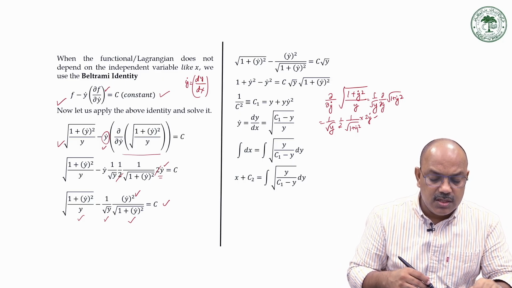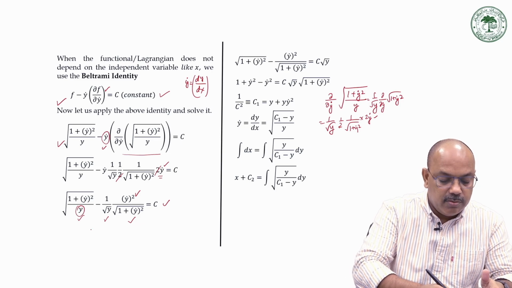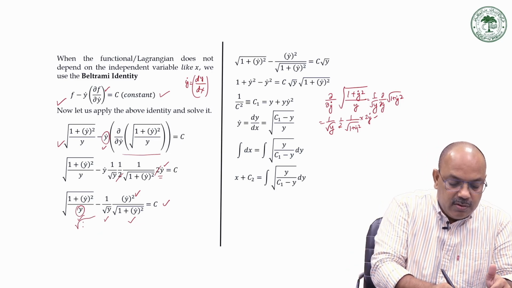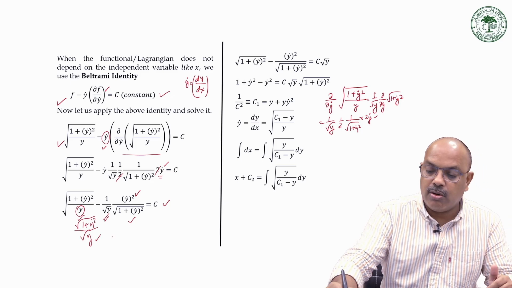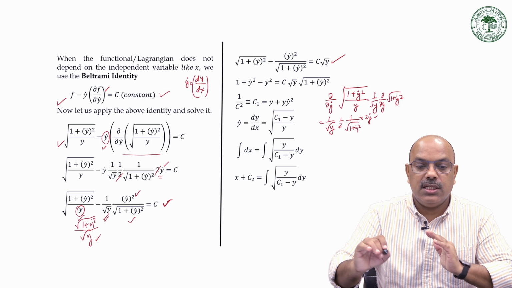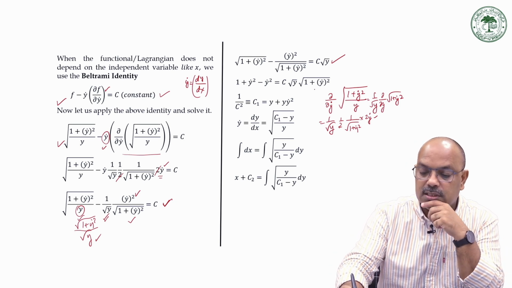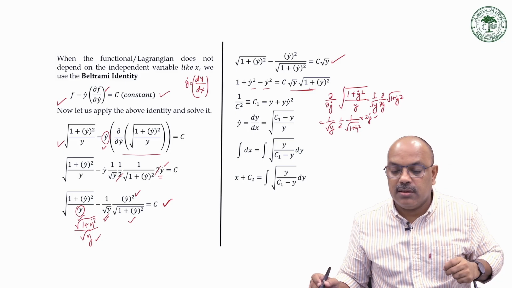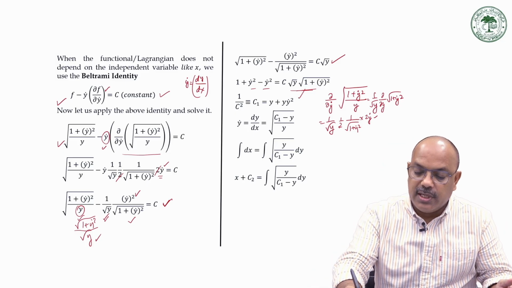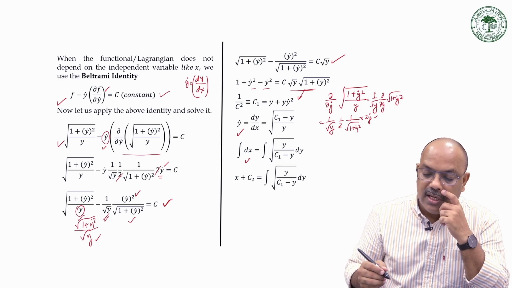Now open this. You take under root y common from here, so you write it like 1 plus y dot square divided by y equals c square root y, and then you square all these things. By cross multiplication, this is 1 plus y dot square, and then you have c under root y dot square. This is simple calculation, and finally you get dy, and then you have dx here.